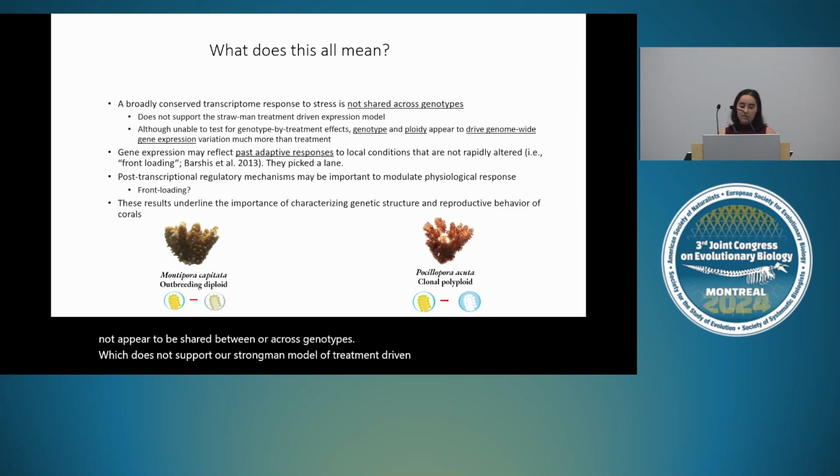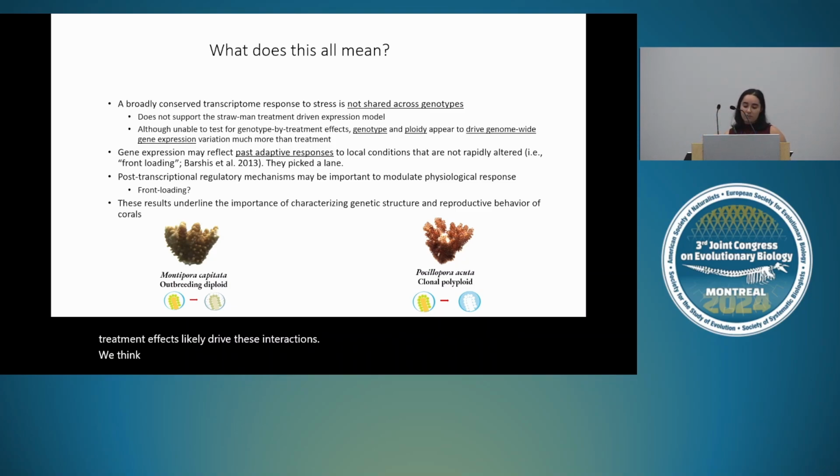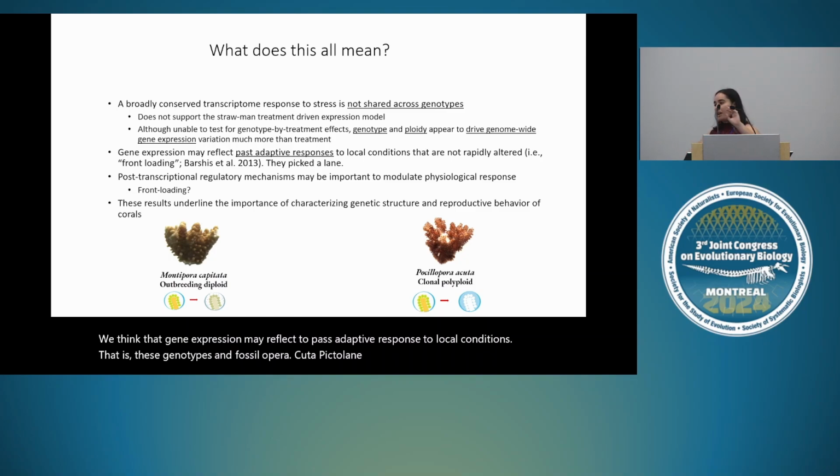Although we were unable to test for genotype by treatment effects because of limitations in our experimental data set, that is, testing for genotype after the fact, it does seem that genotype and ploidy drive the genome-wide response to stress, and genotype by treatment effects likely drive these interactions. We think that gene expression may reflect a past adaptive response to local conditions. That is, these genotypes in Pocillopora acuta picked a lane, and because they may end up anywhere, they adopt a bet-hedging strategy in which maybe one of them will survive if they land in a habitat that happens to be suitable for them.